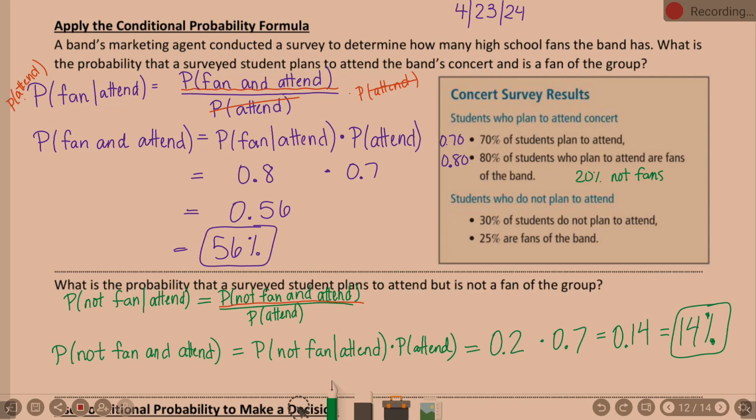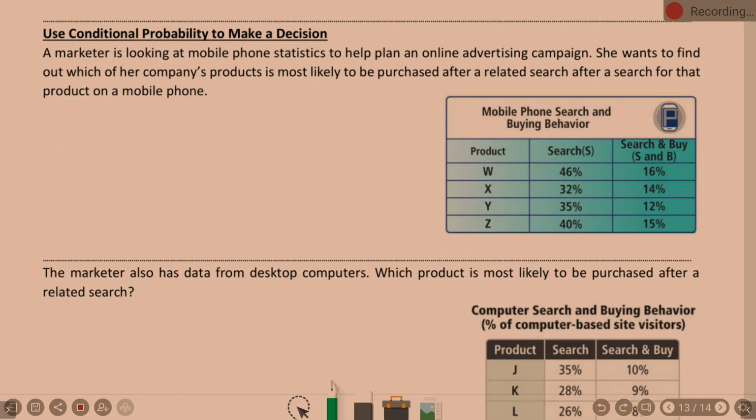Okay, got what we need here? These last two are using conditional probability to make a decision. So, a marketer is looking at mobile phone statistics to help plan an online advertising campaign. She wants to find out which of her company's products is most likely to be purchased after a search for that product on a mobile phone.